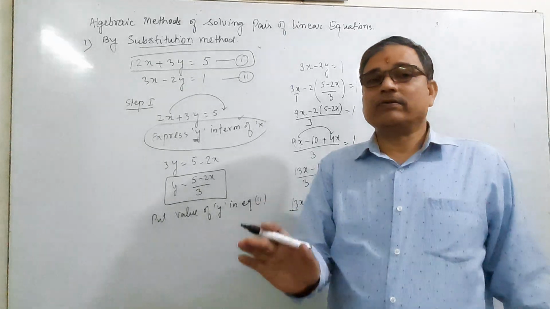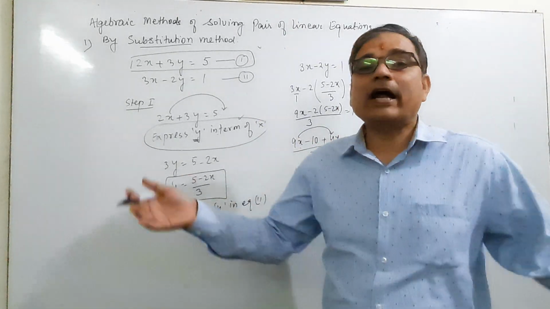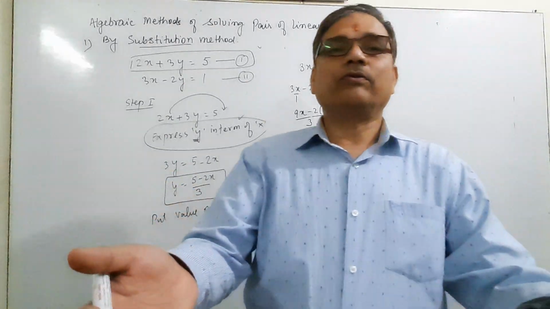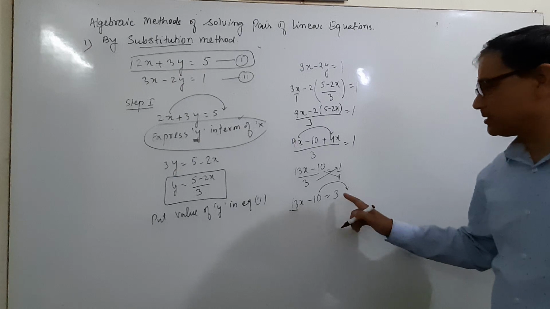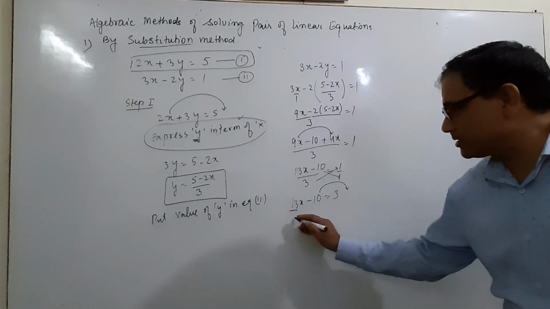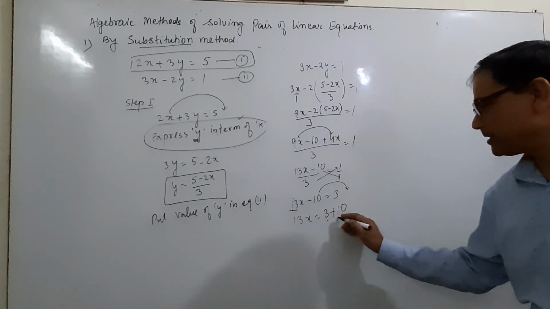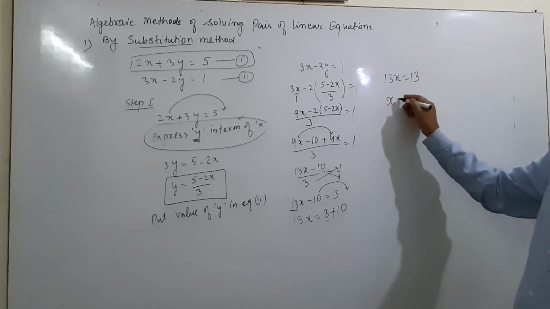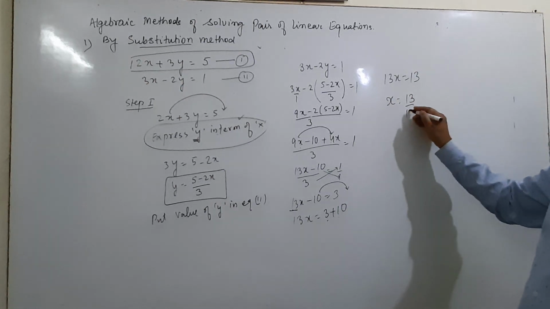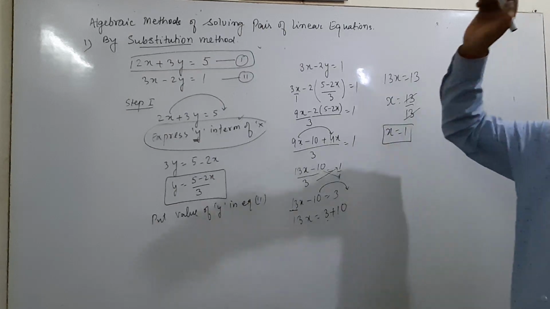If we transfer the variable or constant from left to right or right to left, then what we will do? We have to change the sign. Minus will change into plus and plus change into minus. Here is minus, so 13x is equal to 3 plus 10. 3 plus 10 is 13. 13x is equal to 13. x equal to 13 upon 13. They will cut. x is equal to 1. This is the value of x.